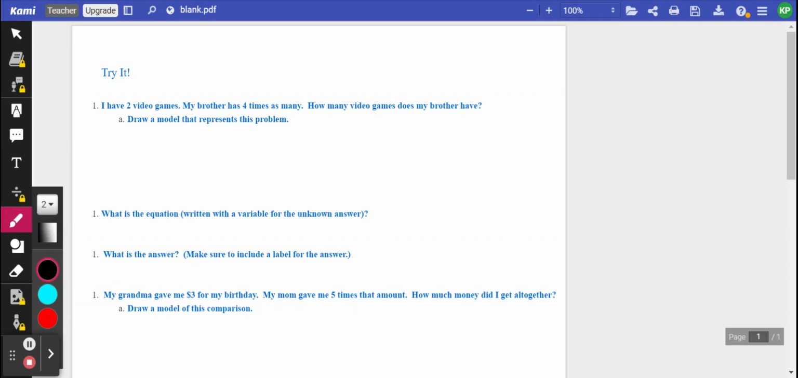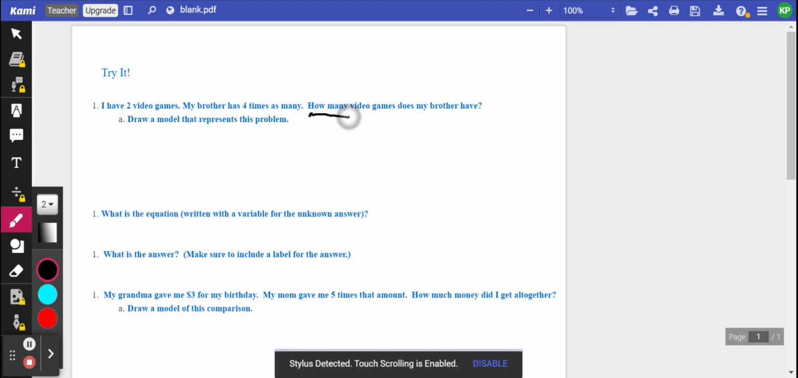Okay, for our Try It section today, we've got some word problems. The first one says, I have 2 video games. My brother has 4 times as many. How many video games does my brother have? So the first thing I'm going to do is underline the question. So here's my question, right? How many video games does my brother have?